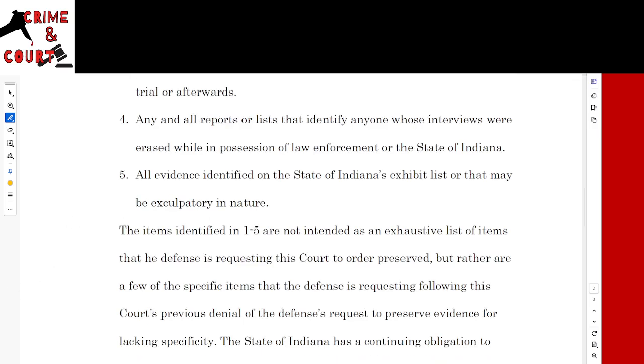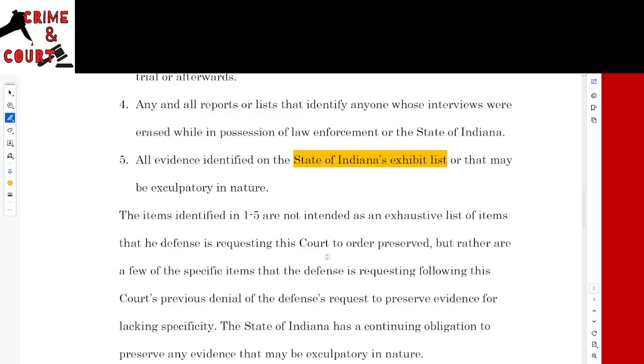All evidence identified on the State of Indiana's exhibit list or that may be exculpatory in nature. So anything that's on the State of Indiana's exhibit list, you can't get more specific than that. I mean, every single item listed.